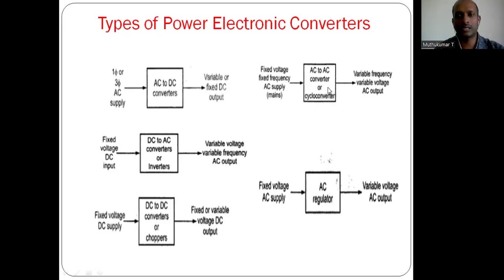Next, AC to AC converters are called cycloconverters. Fixed voltage, fixed frequency AC supply is the input, variable frequency, variable voltage is the output. The last one is AC voltage regulator. Input is fixed AC supply, output is variable AC output voltage. So these are the different types of power converters.